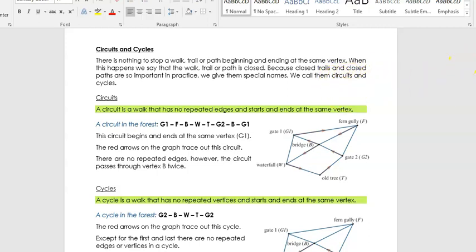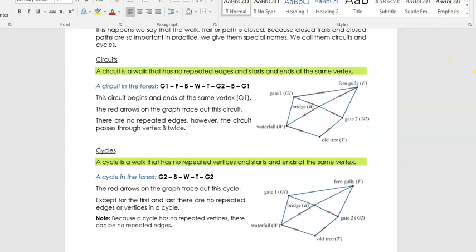But there are two specific definitions when it comes to graph theory. A circuit is a walk that has no repeated edges and starts and ends at the same vertex. So circuit, cycle, circuit, circle, start and end at the same spot. And you've heard the word circuit before. A lot of bicycle riders do a circuit because they want to start and end in the same place, because maybe they've parked their car in the parking lot, which is in the same area.